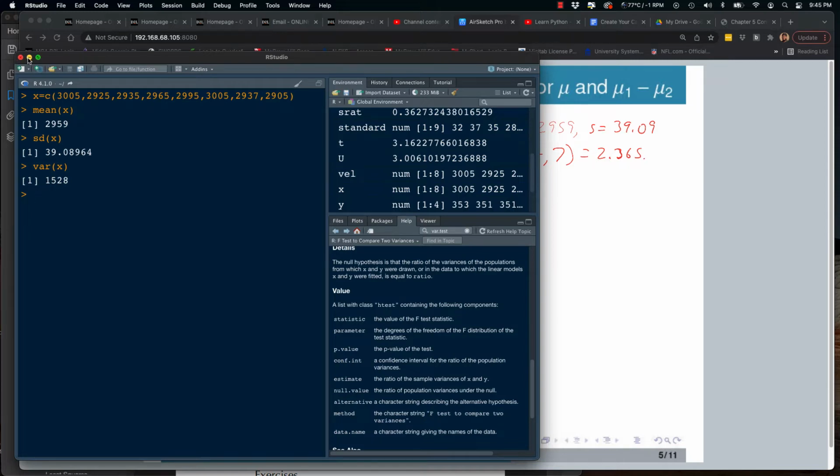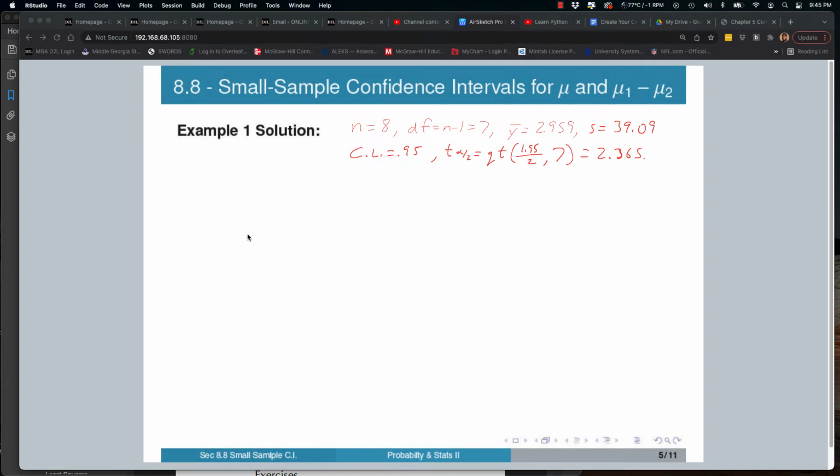Okay. So anyway, back to the problem at hand. To formulate this one sample confidence interval, I need to do y bar plus or minus critical value times s over the square root of n. And y bar was 2959 plus or minus the critical value 2.365 times the standard deviation 39.09, and that is the sample one, divided by the square root of the sample size, which was 8.